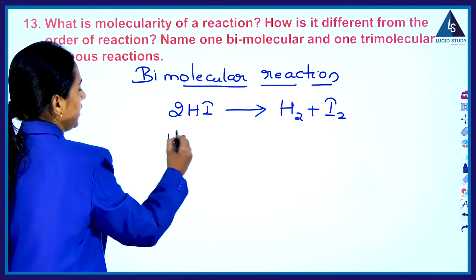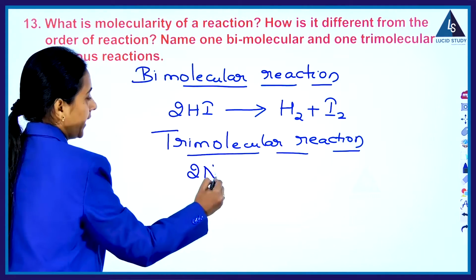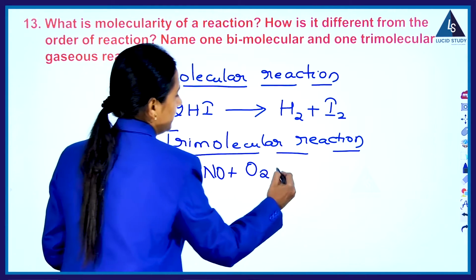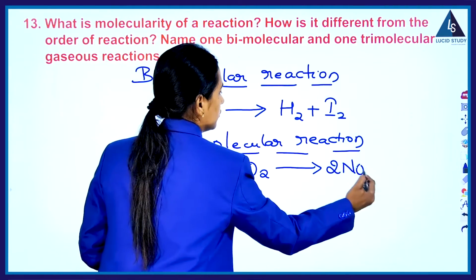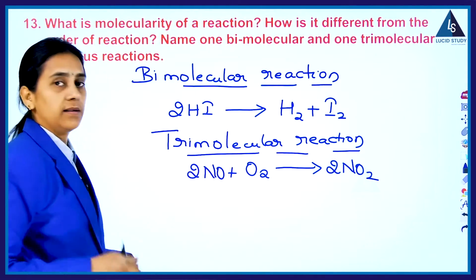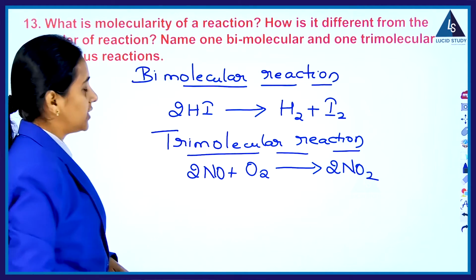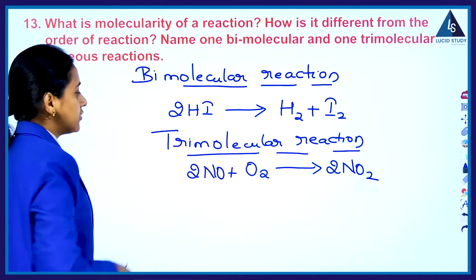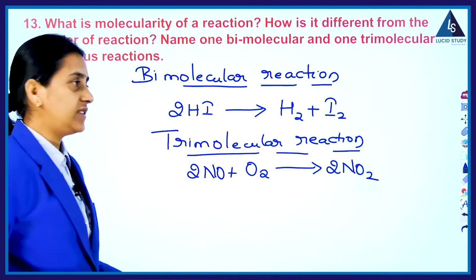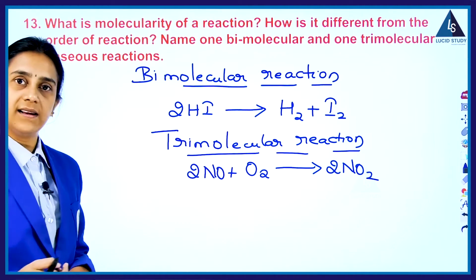Next is the trimolecular reaction. 2NO plus O2 gives rise to 2NO2. So here 2 plus 1, 3 moles are being involved. Simultaneous collision will be taking place between 2 moles of NO plus 1 mole of oxygen. Hence it's a trimolecular reaction.